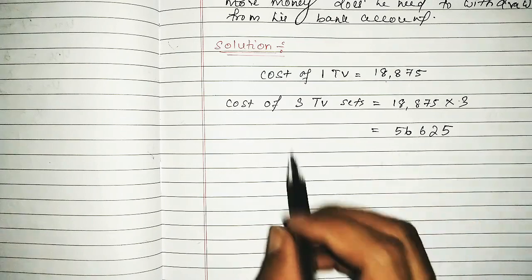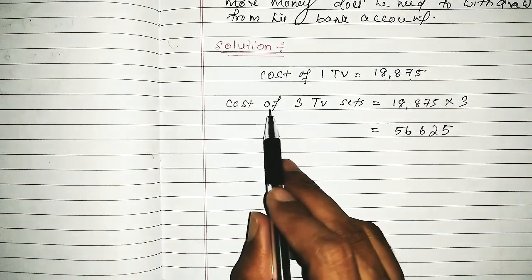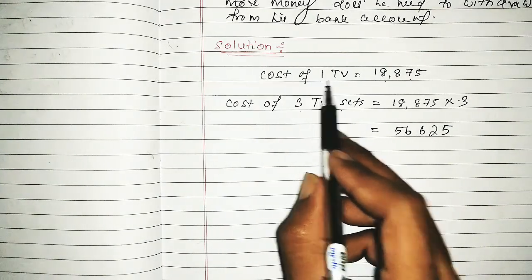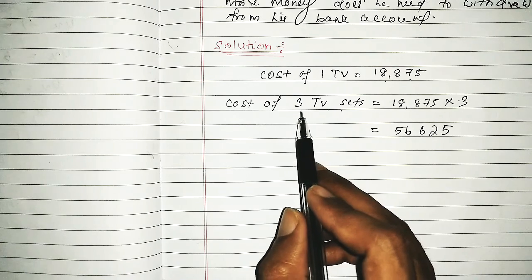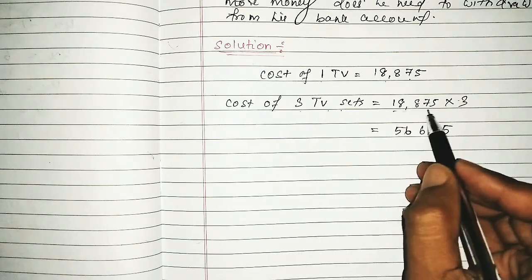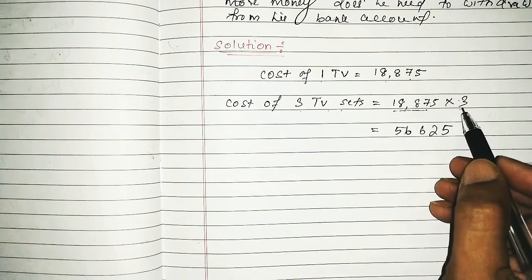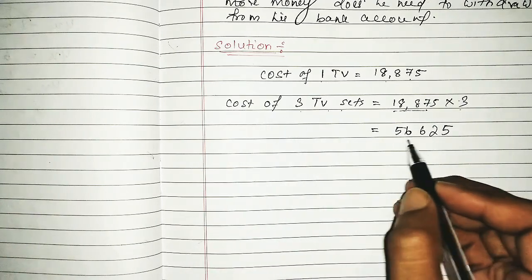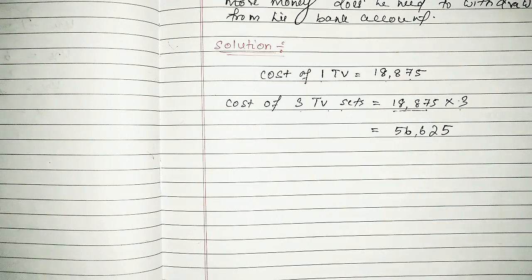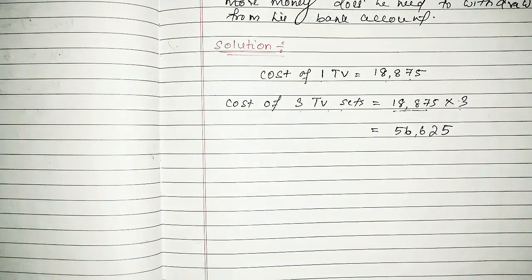Okay. So the cost of one TV set is 18,875. One TV set price is given, you have to find the price of 3 TV sets. So the price of one TV set multiplied by 3, and you will get the answer. The cost of 3 TV sets is 56,625.